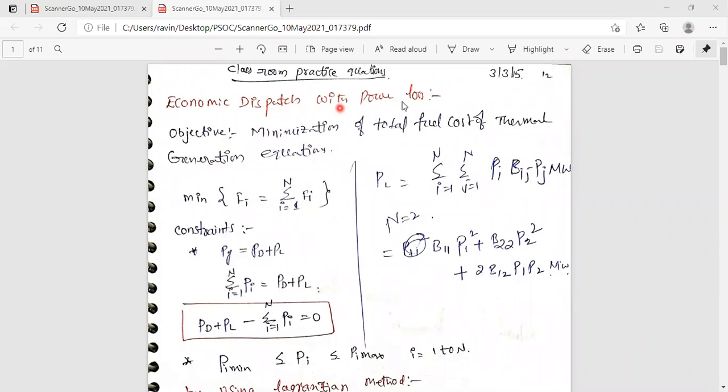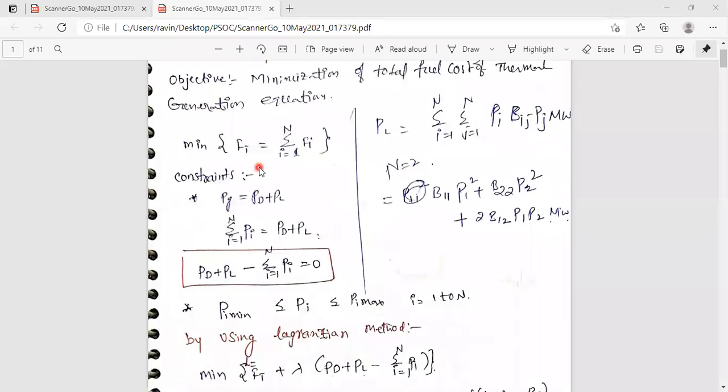Obviously, economic dispatch with power loss or without power loss, the only main aim is to minimize the fuel cost of the thermal power plant. I'm considering only one type of power plant, though many power plants exist, but most of the load depends on thermal power plants. So this economic dispatch problem is discussed. The ultimate aim is to reduce the fuel cost so that we can supply the energy at a lower price.